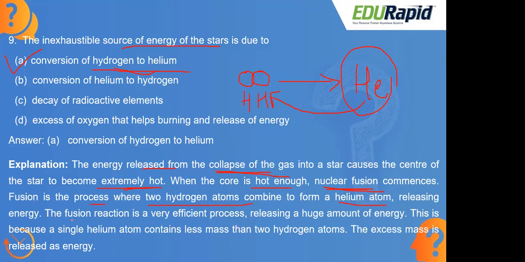This fusion reaction that can be observed here in the stars is a very efficient process, releasing a huge amount of energy. Finally, it releases a high amount of energy, and that is the reason for the hotness of the sun. We can also feel the hotness here, during summer days specifically. Moving to the next question now.